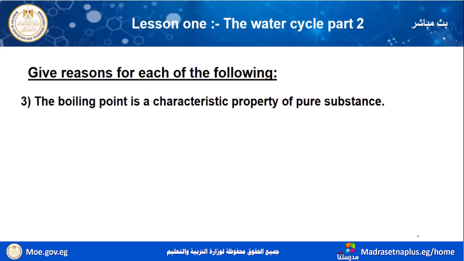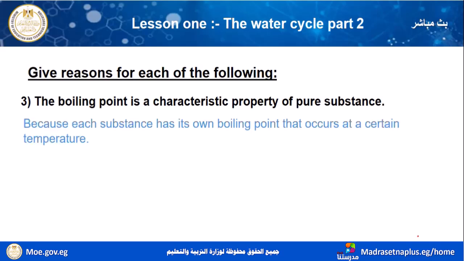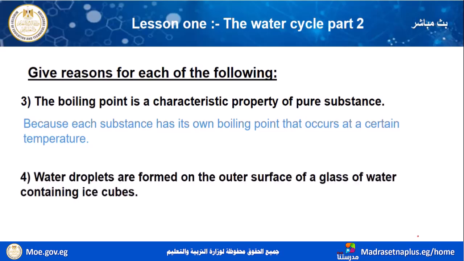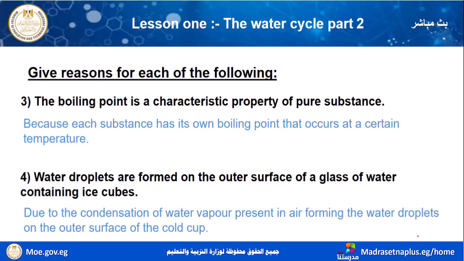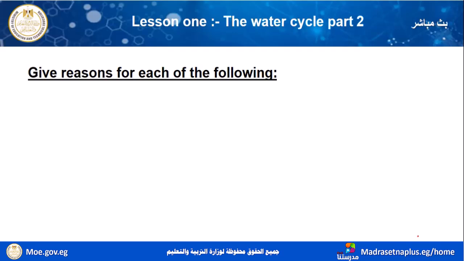Question number 3. The boiling point is a characteristic property of a pure substance because each substance has its own boiling point that occurs at a certain temperature. Question number 4. Water droplets are formed on the outer surface of a cup containing water and ice cubes due to the condensation of water vapor present in air, forming the water droplets on the outer surface of the cold cup.